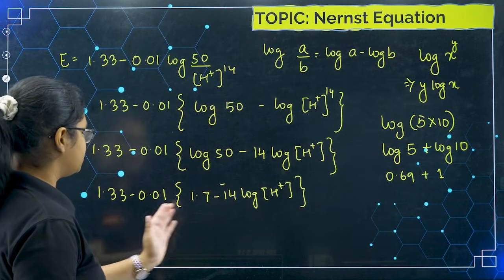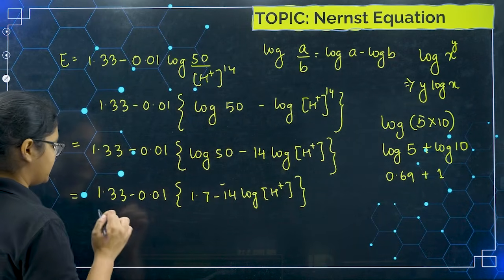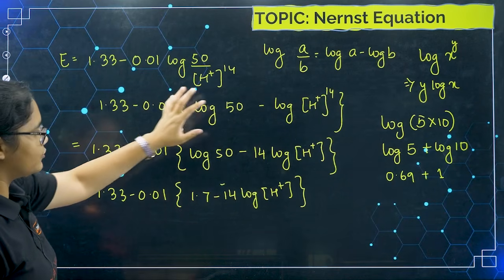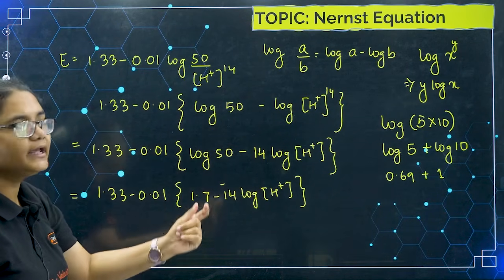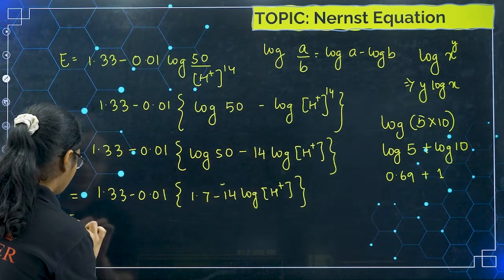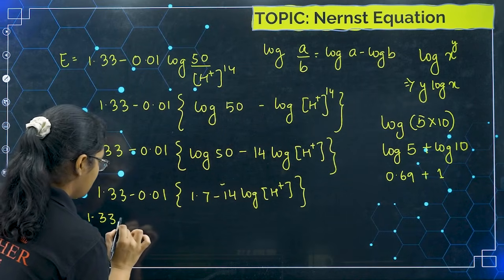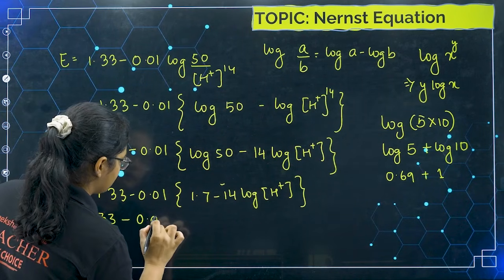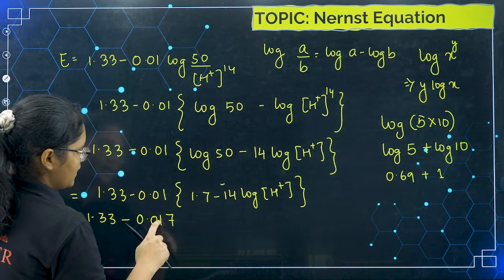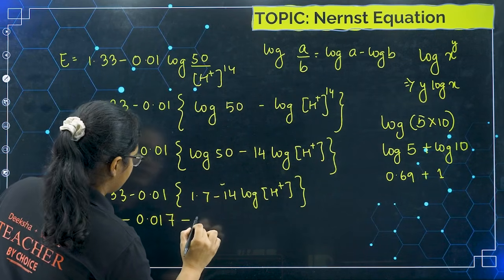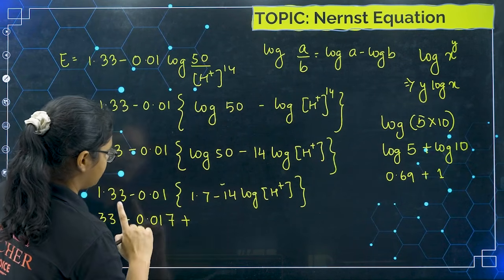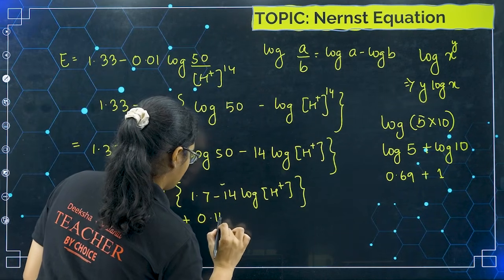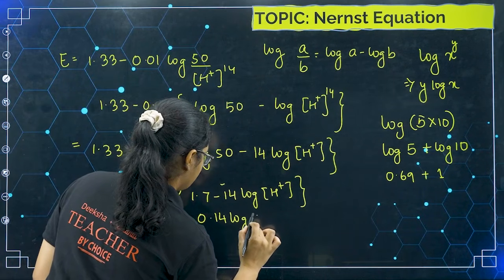Fine. Now let's multiply this one. So I know it is taking a bit of time because I'm solving each and every step. In this exam, you don't have to write these many things. You can directly do the calculation part. So what I have is 1.33 minus, if I multiply this one here, I'll get 0.017, right? Minus, and here this will become plus, and I have plus 0.14 log H plus.